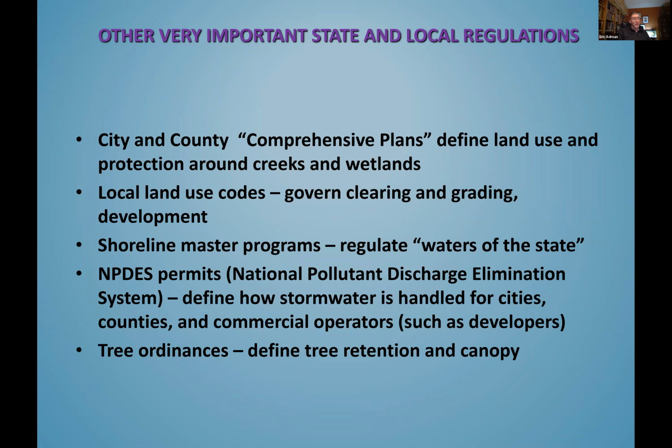And one more that actually has quite a big effect is tree ordinances, because the amount of tree retention and tree canopy in an area has quite an effect on water quality. Once you lose a certain amount of your tree canopy, there's a relationship between how much remaining tree canopy you have and the health of a stream. And once you get below a certain point, you can't have sustainable salmon runs, for instance, in local streams.